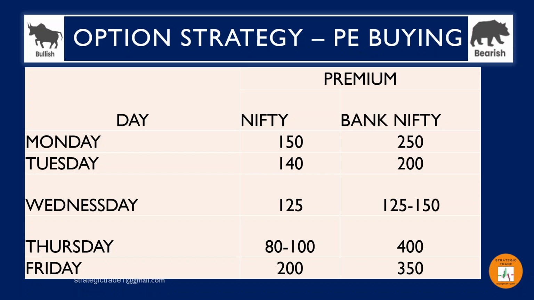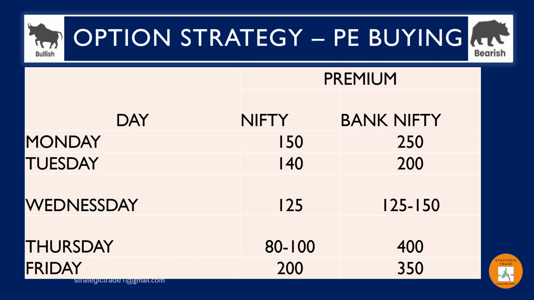Then again Monday, then Friday. Friday is the next day after the Nifty expiry, so the premium will be more; we can select 200. In the same way, Thursday is the day after the next expiry day, so 400 rupees is the minimum premium you have to select, or on Friday 350 rupees for Bank Nifty. Same way, Monday and Tuesday: Nifty 150 and Bank Nifty 250, and Tuesday 140 and 200.